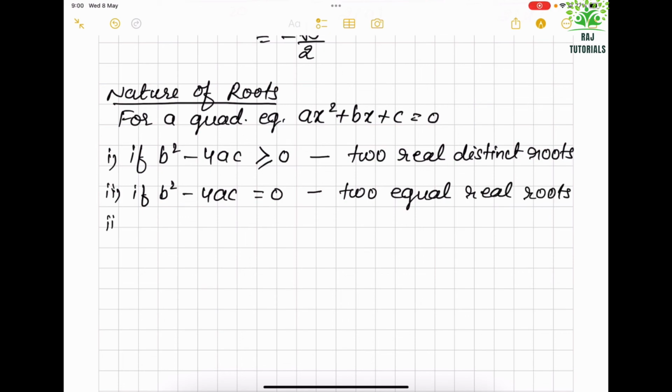Then third is if b square minus 4ac is less than 0. Till 10th standard they say no real roots, but in 11th and 12th you will be learning about imaginary roots. So real roots we won't get, but we will get imaginary roots for this. Now let us check examples for this also.